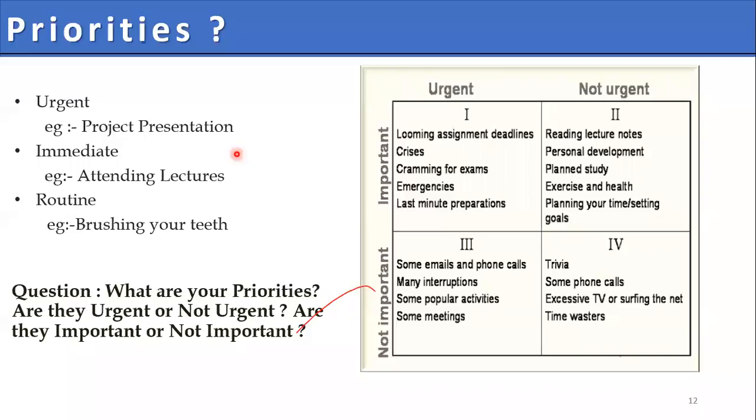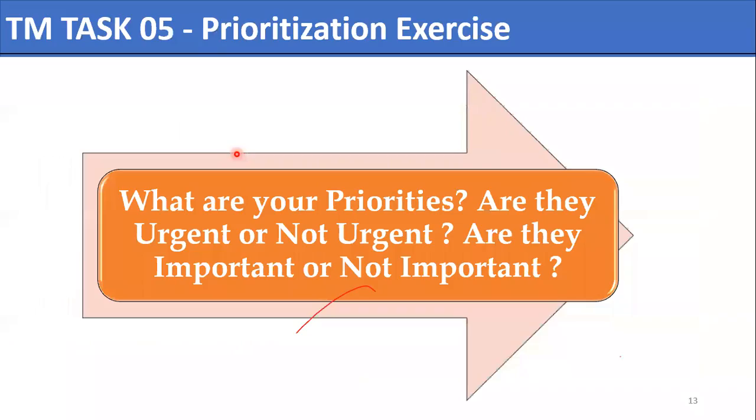So then set priorities. What are your priorities? Are they urgent or not urgent? Are they important or not important? Okay. Another thing to prioritize activities: remember that you need to have a clear picture. What are you doing? Then you can prioritize.